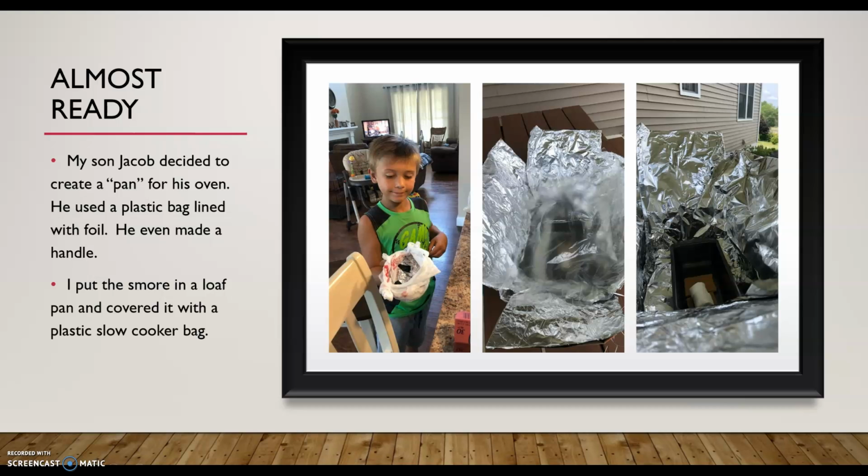There's my oven after I covered it with the foil, and then I put the loaf pan inside and covered it with a plastic slow cooker bag. I used a loaf pan, which is something I should have included in the material list to help retain the heat.